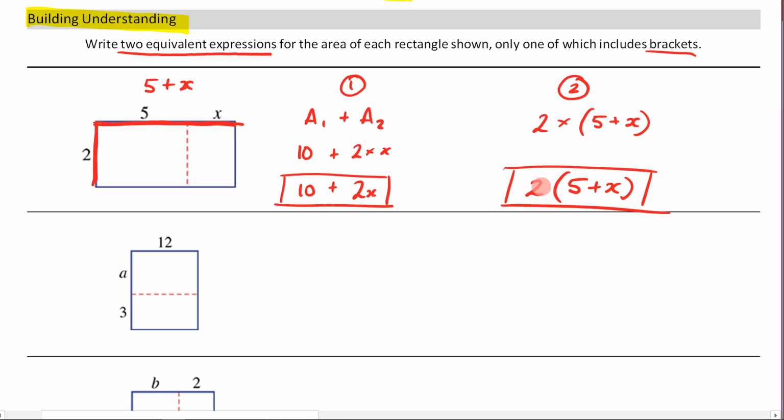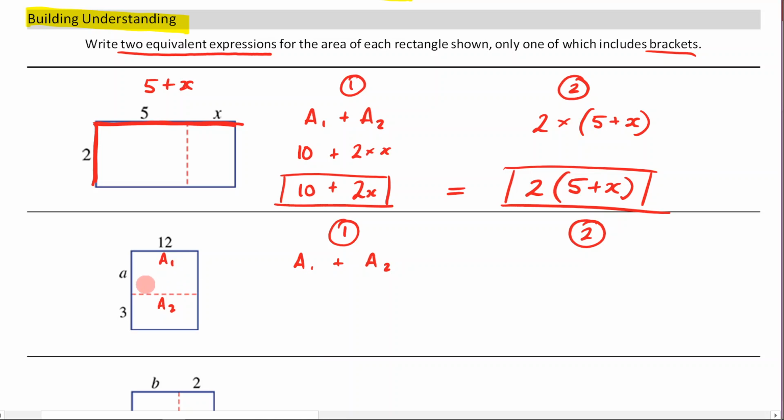And these two things here are equivalent expressions, which means they equal each other. So 10 plus 2x is equal to 2 brackets 5 plus x. And later on, we'll be seeing exactly how these are related to each other. But let's keep on working here. All right, so we have to think of two equivalent expressions, which represents the area of this rectangle here. The first way to do it is to say this is A1, this is A2, and then add those together.